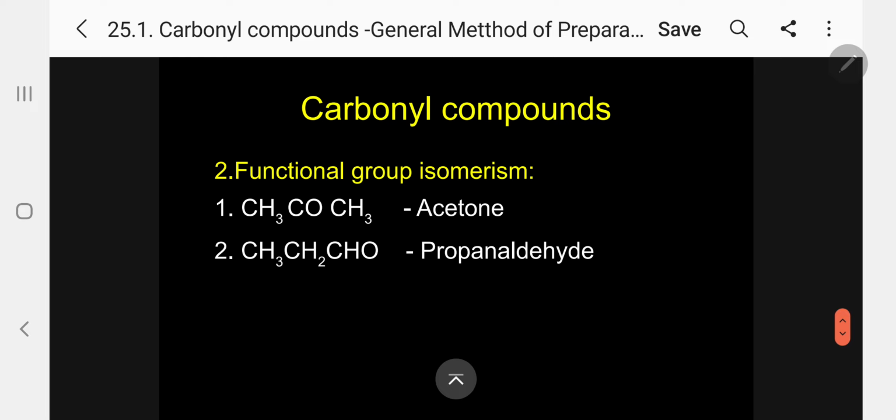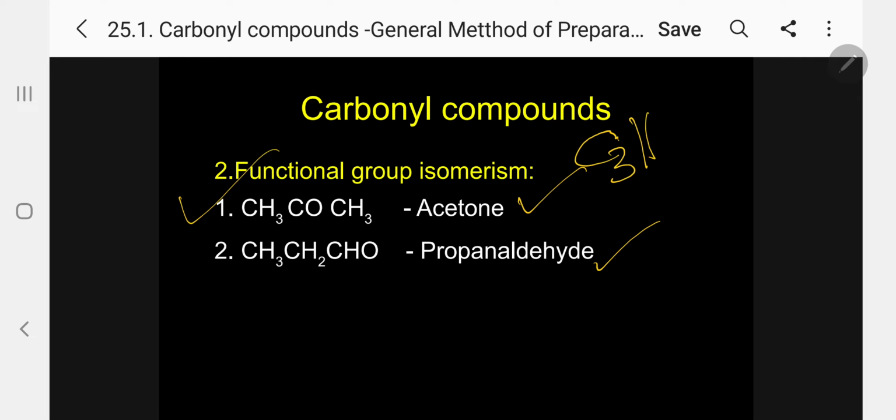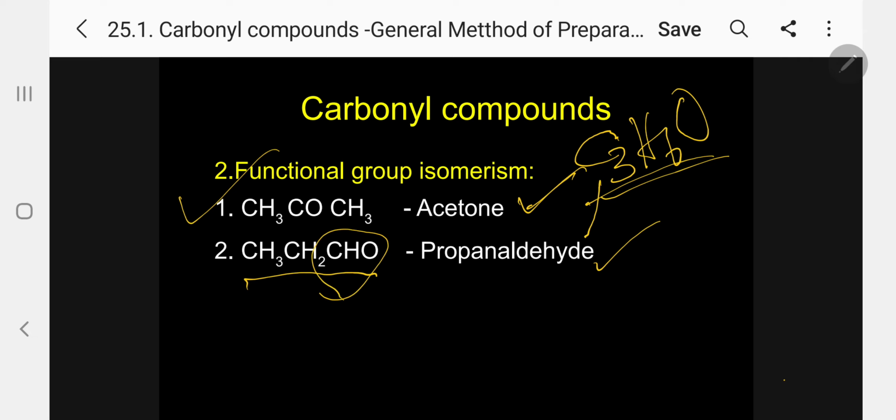Functional group isomerism: as in the case of aldehyde, where aldehyde gives ketone, which we have already discussed, ketone will again give aldehyde. So acetone, with 3 carbon atoms, has the formula C3H6O. So acetone as well as propanaldehyde. Kindly follow. Same molecular formula but different functional group, CHO and CO.